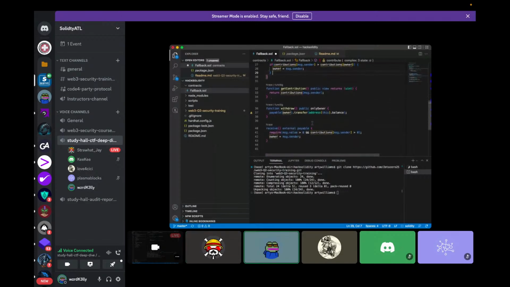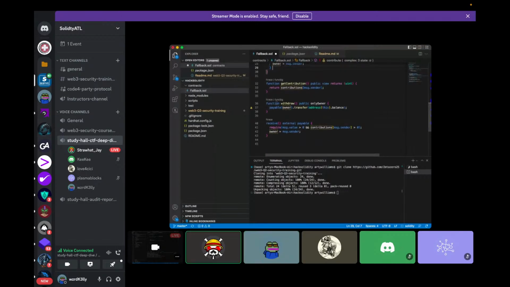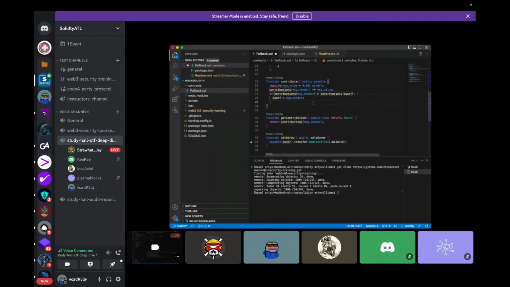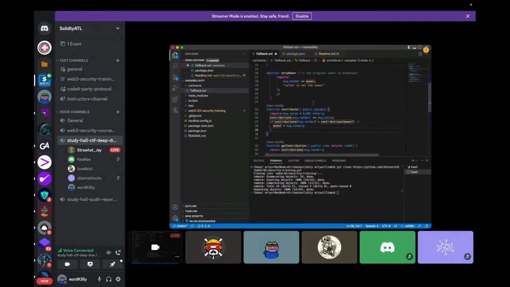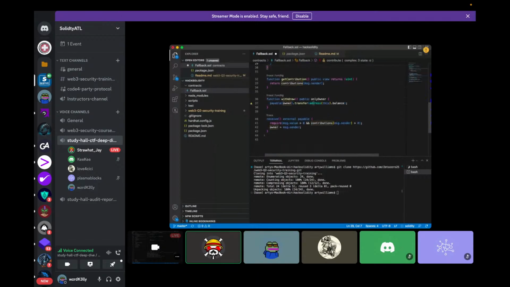Good. This is a withdraw function, public. It needs the only owner modifier. So what does that mean? It means that this function can only be called by the person who owns the contract. Yep, because we established earlier that it's required that you have to be the owner of the contract.